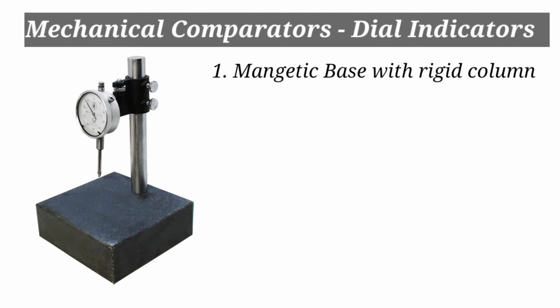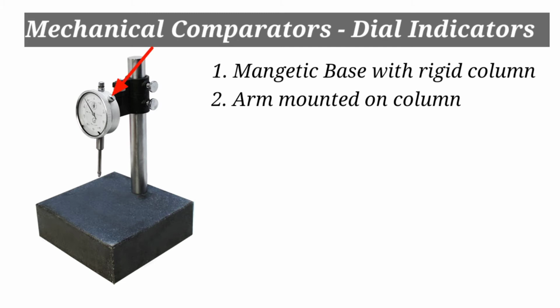The simplest type of mechanical comparator is a dial indicator. It consists of a base with a rigid column rising from its rear side. An arm is mounted on its column and it carries a dial gauge at its outer end. The arm can be adjusted vertically up and down along the column. An anvil or a work table is mounted on the base, which provides a reference on which the workpieces are placed during the measuring operation.